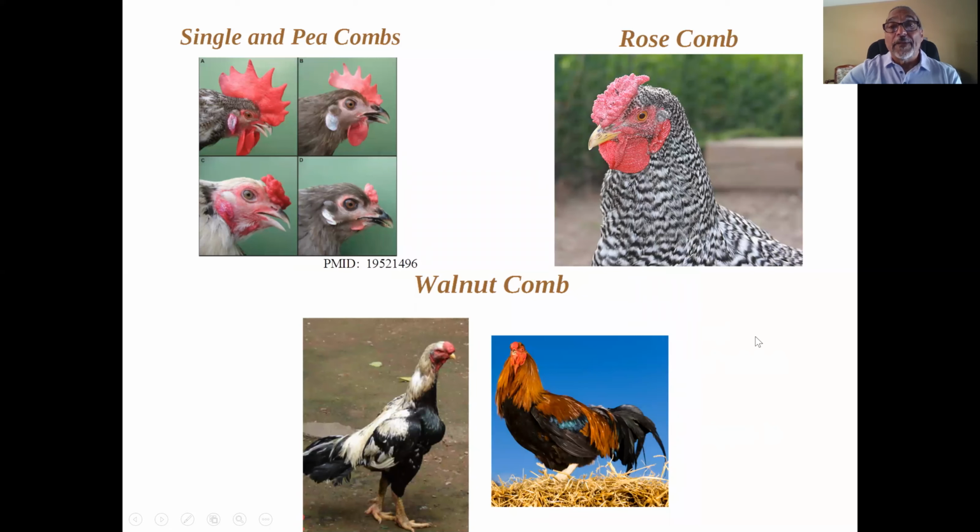Here are some real pictures of what they look like. Here is the single comb. Here's the pea comb. This is a beautiful picture of a rose comb chicken. This is actually one of mine from Penn State.